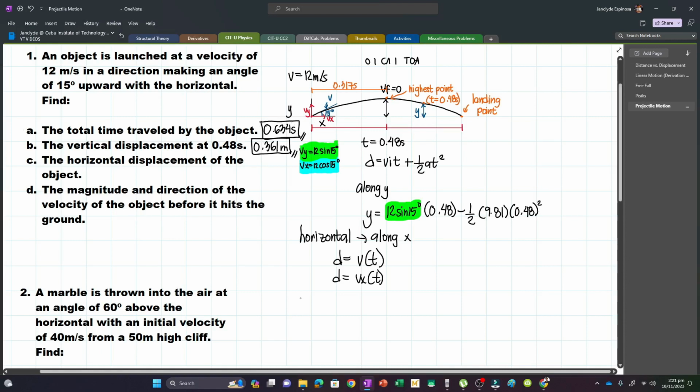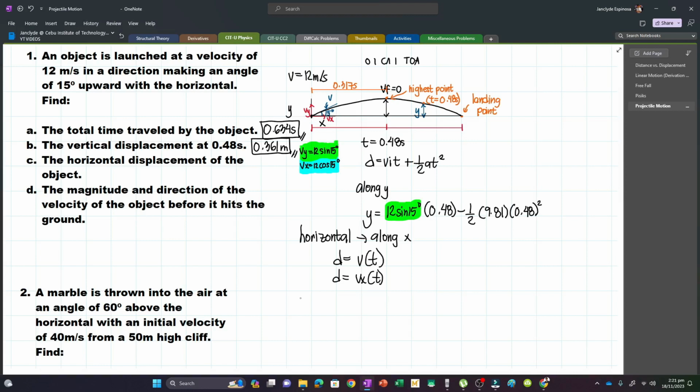Kay balik along the x-axis padung sa imong landing point, mao na siya imong i-compute nga distance. And then ang total time traveled kay 0.634 seconds. And so mao na siya kana atong gamiton. So balik ang mahitabo is d is equal to vx.